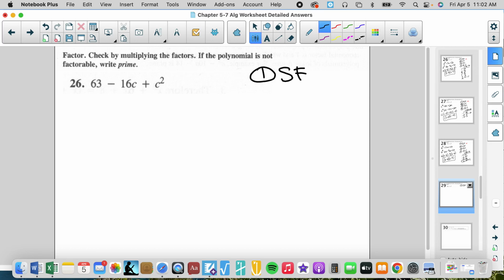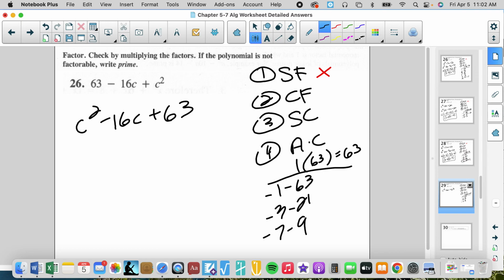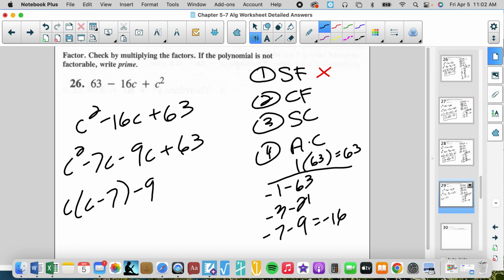Standard form? Nope. Let's put it in standard form. Well, 63. Common factor, no. Special case, no. A times C. 1 and 63, 2 no, 3 and 21, 4 no, 5 no, 6 no, 7 yes, 7 and 9. Signs are the same, both are negative. Negative 16. So we get c squared minus 7c minus 9c plus 63. Factor out a c, you get c minus 7. Factor out a 9, you get c minus 7. c minus 7, c minus 9.